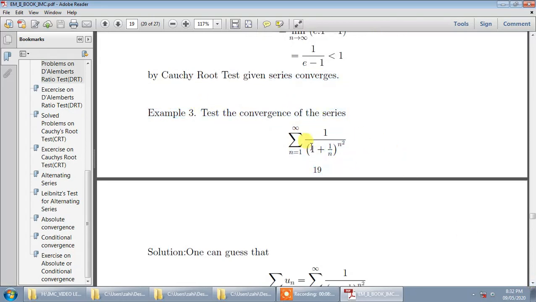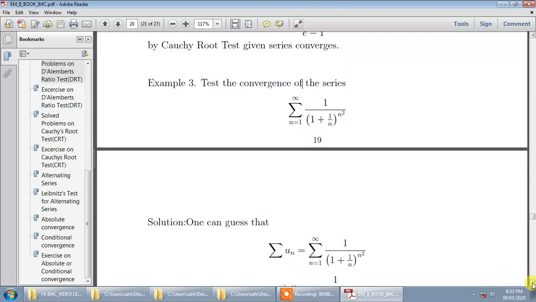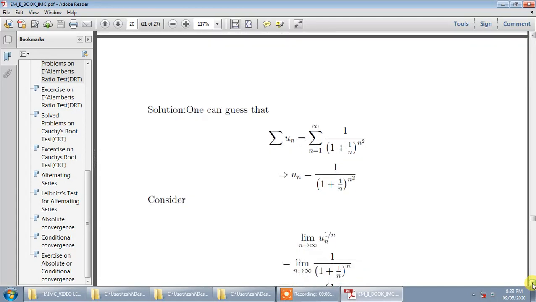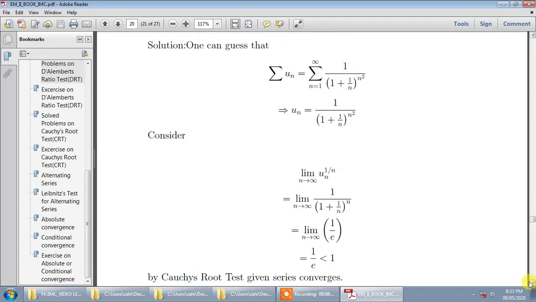Now test the convergence. Summation n from 1 to infinity, 1 upon 1 plus 1 by n raised to n square. Now this series will be having un value equal to 1 upon 1 plus 1 by n bracket raised to n square. Okay, so if I take 1 by nth power on both sides, and if I take limit n tends to infinity of un raised to 1 by n, the n will get cancelled, leaving you 1 upon the bracket.